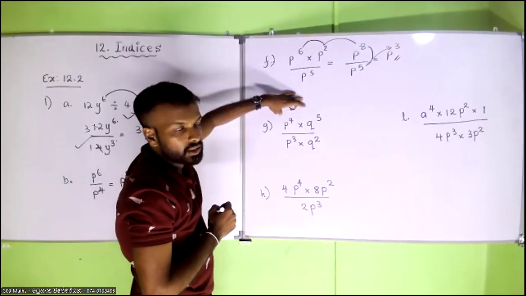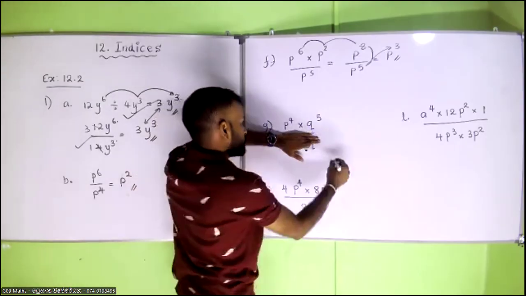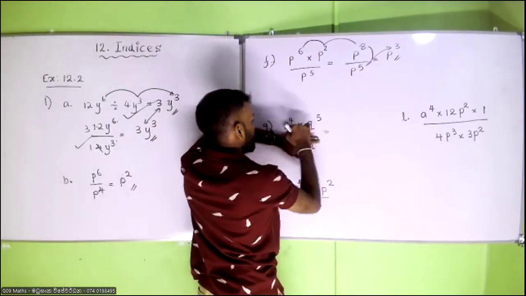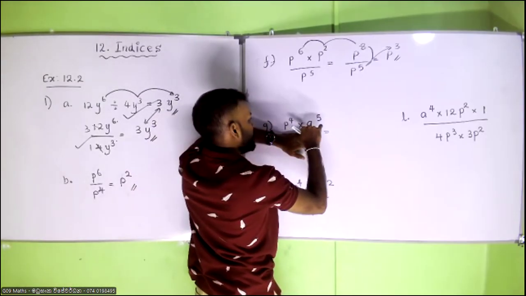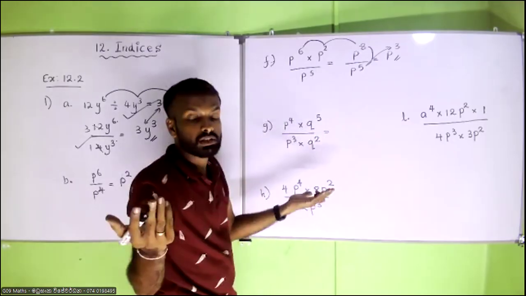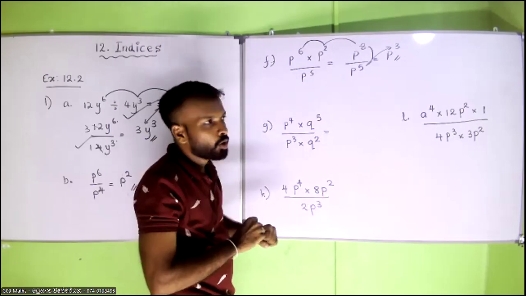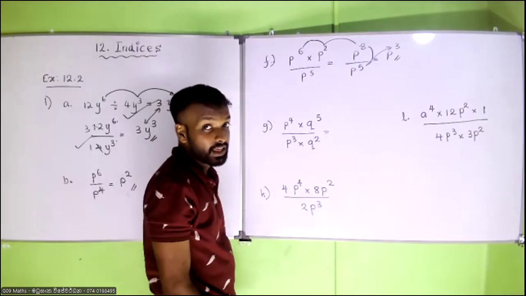Same thing here, right? Numerator P, apple and banana, two different things. What are you going to do? You can never know.